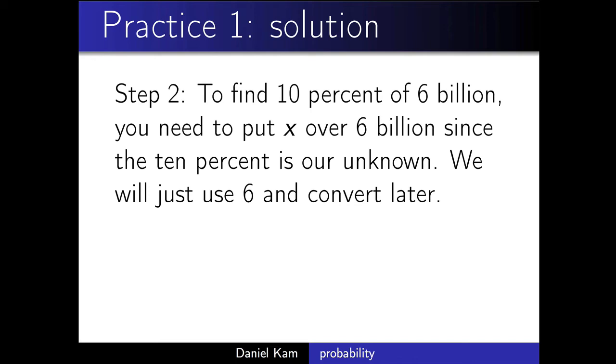We'll just use 6 for right now because 6 billion is such a large number that it's kind of confusing to work with. So we're just going to work with 6 and then we'll convert it later. So for your first step, it should look like x over 6, meaning x over 6 billion, is equal to 10 over 100. And that is how we're going to figure out the answer to this problem.